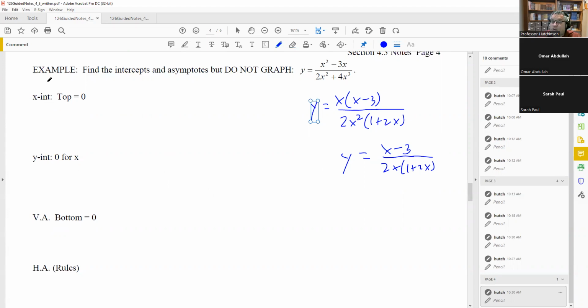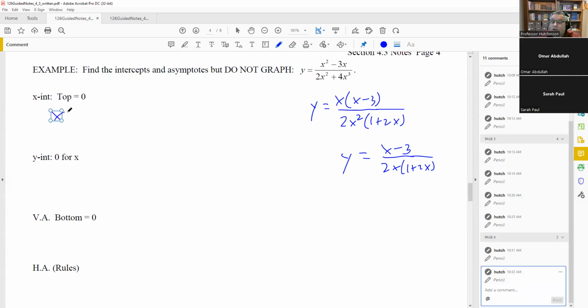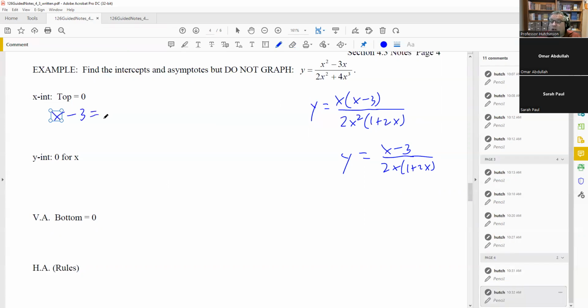So now that that's reduced, when we set the top equal to 0, the top now, instead of being x times x minus 3, is just x minus 3 equals 0. If we solve for that, we get an x-intercept of 3. I'm not going to write these in coordinate form this time, because most of the homework questions will have you just type the number in, and that's it. So we'll just leave it as that. That's 3.